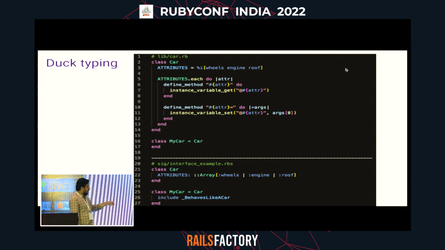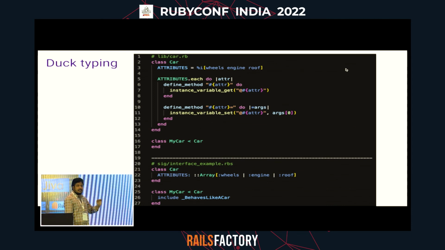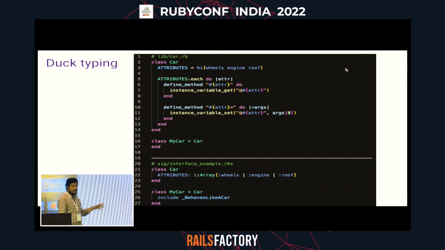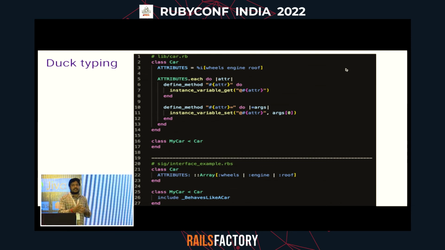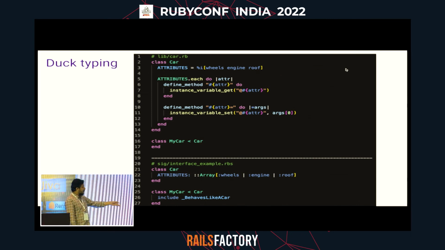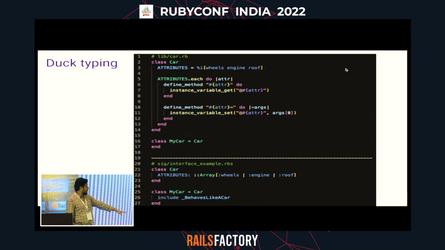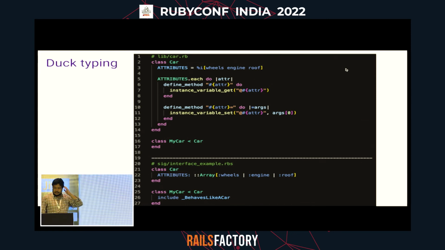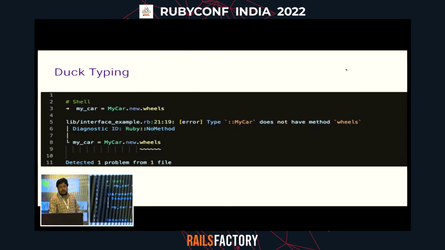When I generated the RBS for this code over here, it generated only car with the attributes. It has not defined any method. I haven't used runtime in this case, just to demonstrate what happens if you're going to work with a gem or something where you don't have access to the whole RBS code. So you have only car with some attributes, and then my car inherits from the car, right? For now you can ignore this include behaves like a car. I think there has been a typo. When I call mycar.new.wheels, it's valid Ruby code, it should work.